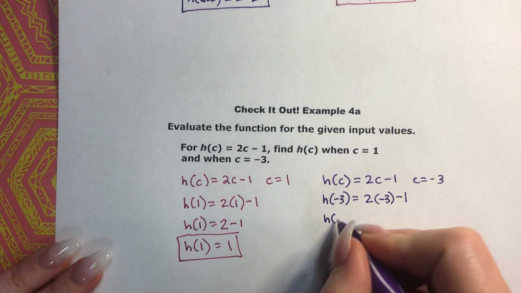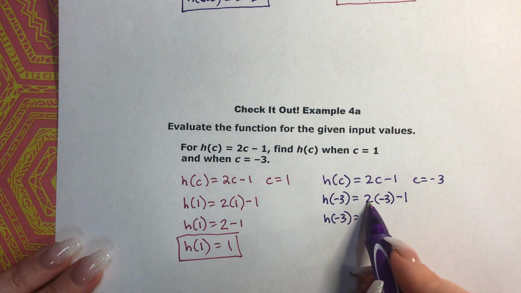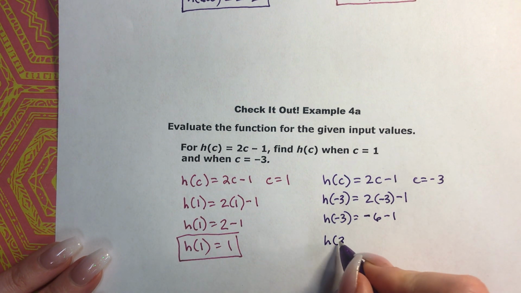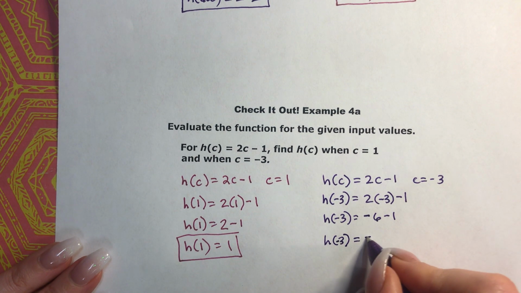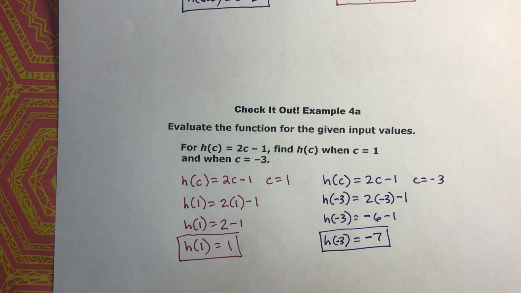Okay, and then order of operations says we have to do multiplication before we do subtraction. 2 times negative 3 is negative 6. So that means h of negative 3 is equal to negative 7. All right, so if you got that right, awesome job.